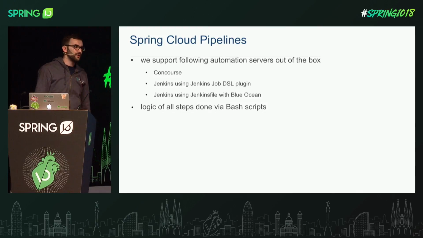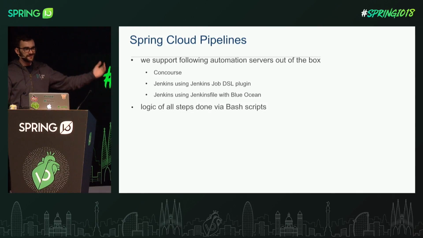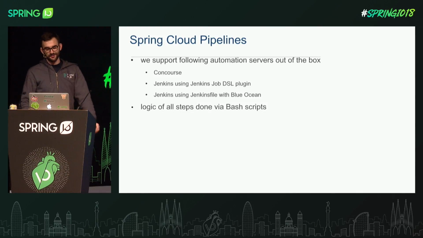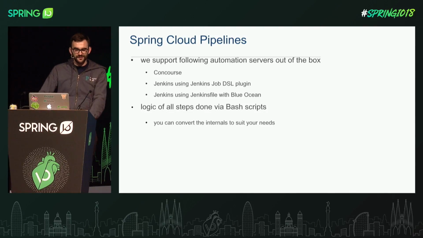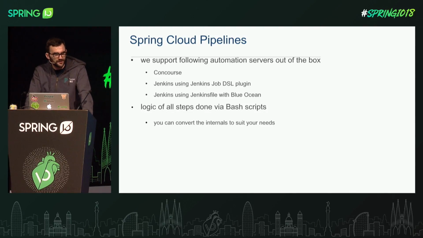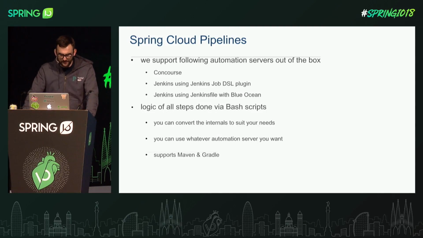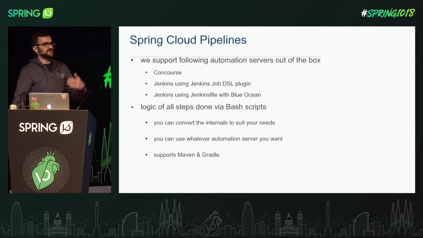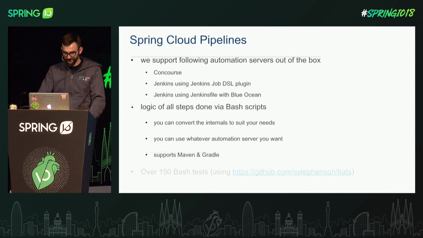But the logic of all the steps that you've seen is done via bash, which means you can convert the internals to suit your needs in whatever way you please, and you can use whatever automation server you want, because it's enough to set the environment variables and run the bash script. That's it. We support Maven and Gradle out of the box, so your app doesn't have to tell us whether it's using Maven or Gradle. The pipeline will know it.